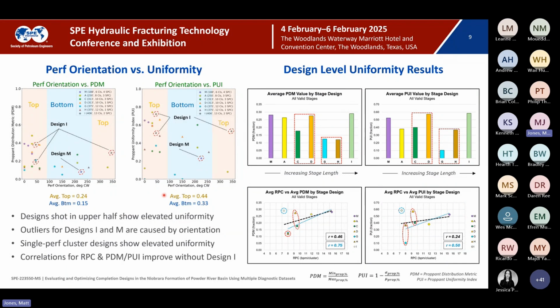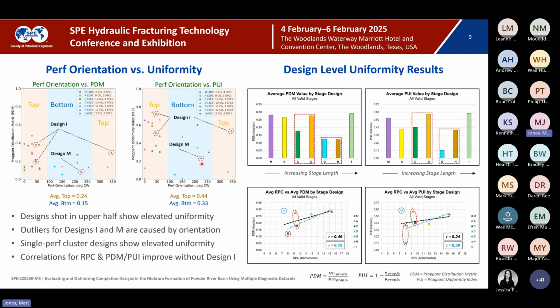Now, what we can see, regardless of design type, is that designs that are perforated in the upper half of the casing tend to generate higher uniformity compared to designs shot in the lower half by about 11%. Now, when we look at those outliers, let's start with design I, the longest stage length treated with the most number of clusters. All 3 of the designs that are included in the analysis were perforated in the upper half of the casing. Every other design in the analysis has at least 1 stage perforated in the lower half of the casing. So design I is biased from a perf orientation standpoint, and the single outlier for design M was perforated in the lower half of the casing.